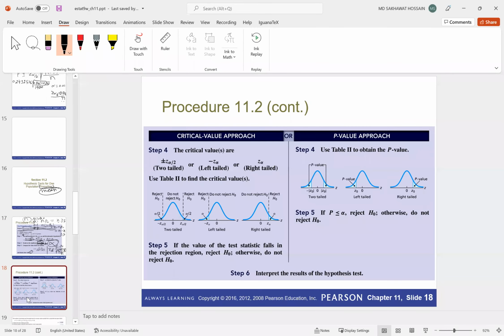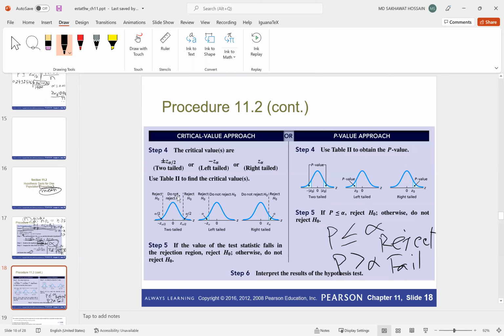And for the p-value case, it's also the same. If the p-value is less than or equal to alpha, you will reject the null hypothesis. If p is greater than alpha, you will fail to reject the null hypothesis. And in step 6, you have to interpret the results. So this is similar to the hypothesis test for one population mean.